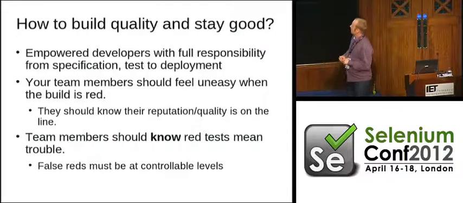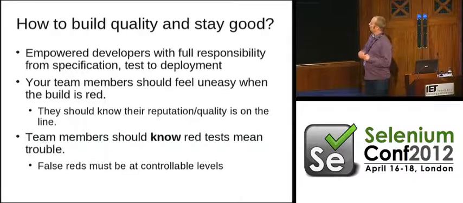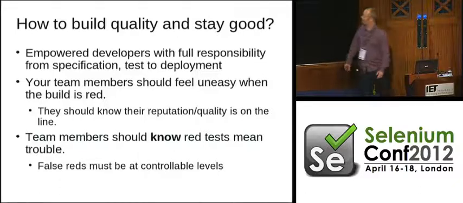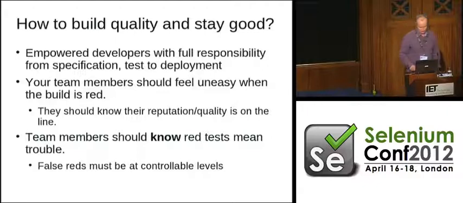Which means your team members know they have a real problem when a test is red. And that's one of the real challenges we're going to be talking about here, because all your backend systems are crap. Well, at least all the test ones are crap. So we need to have tight control of what a red test means.